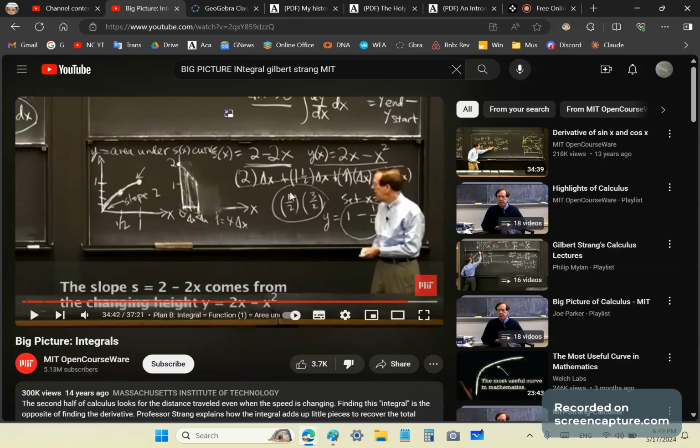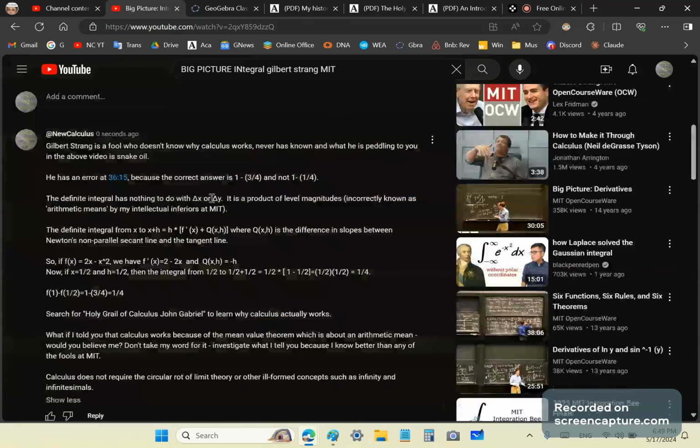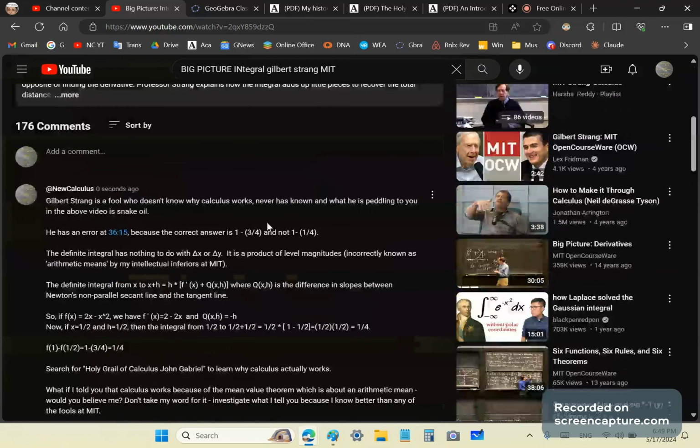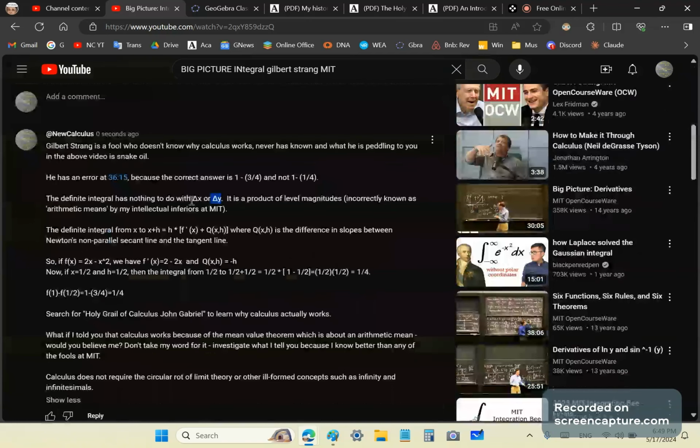So first of all, he has an error at 3615 because the answer is 1 minus 3/4 and not 1 minus 1/4. But let's let that go. And then he talks about the definite integral having to do with delta x and delta y. Actually, it has nothing to do with delta x. It has nothing to do with summing up these little areas. That's just Riemannian bullshit. Okay.